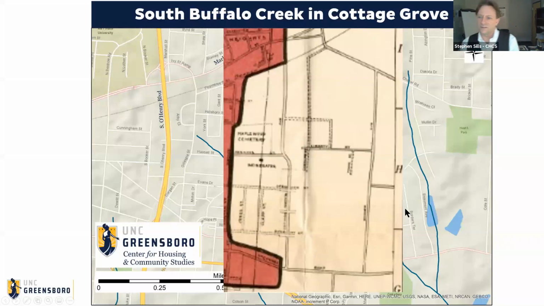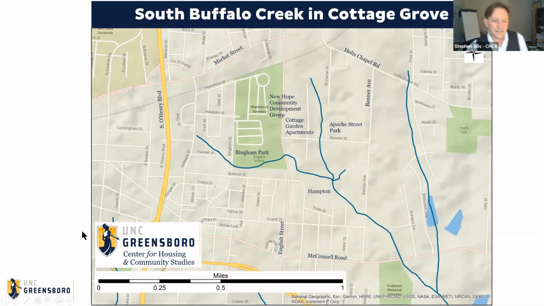So here's that red line map overlaying another map of the neighborhood of Cottage Grove. We see the Cottage Gardens Apartments Complex, which is the new name for the Avalon Trace Apartments that were built first in 1959. We see New Hope Development Corporation, a community organization associated with New Hope Baptist Church that's trying to develop areas with affordable housing. We see Apache Street Park, we see Bingham Park, and we see Hampton, the site of the former Hampton Elementary School that was rendered unusable in 2018 April due to a tornado.